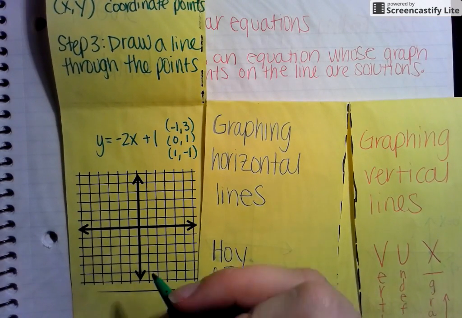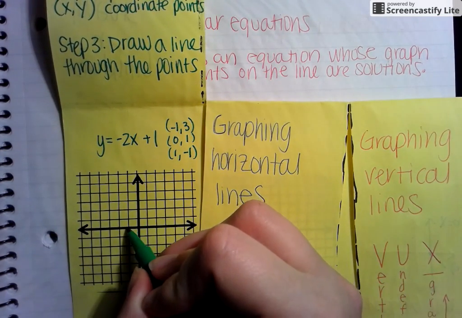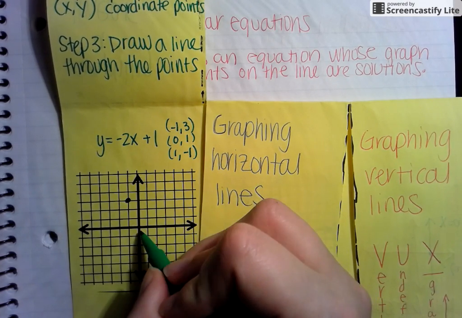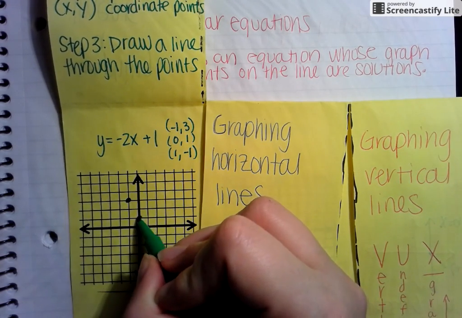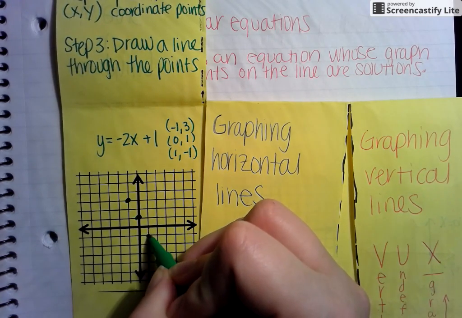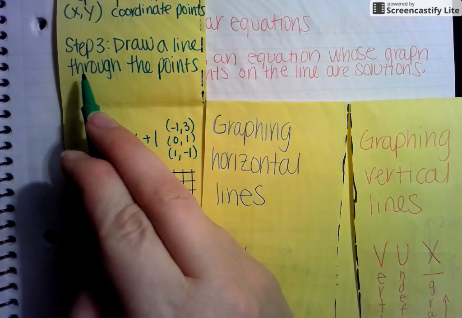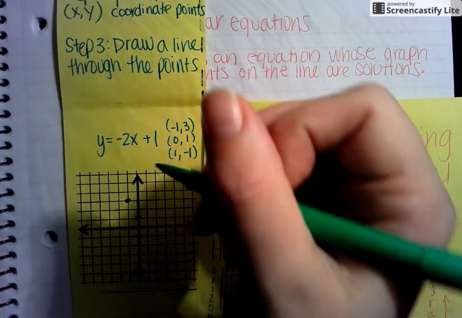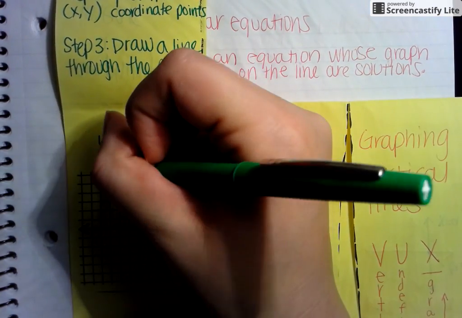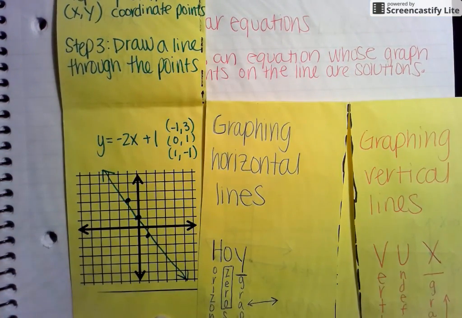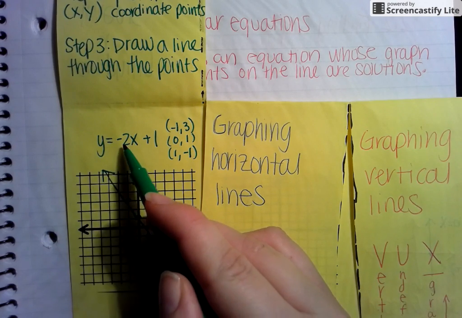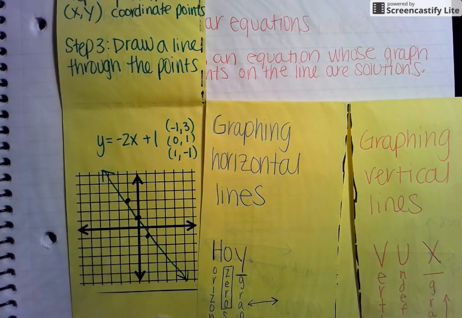So I'm going to take those and plot them. For -1, 3, I go to the left one, up 1, 2, 3. For 0, 1, I go up 1. And for 1, -1, I go to 1 and down to -1. Step 3 says draw a line through the points. So this is my line for y equals -2x plus 1.